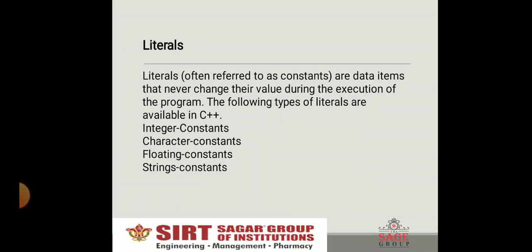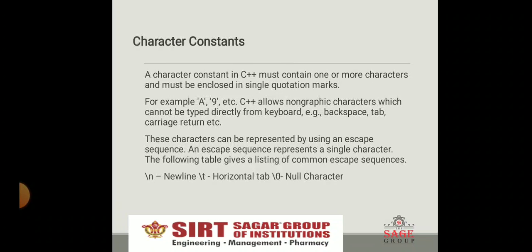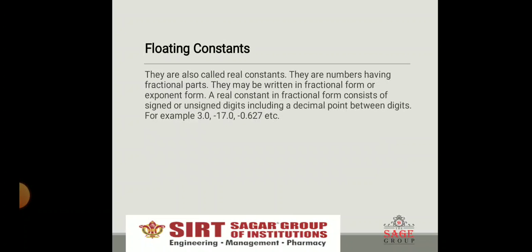Now the literals. There are 4 types of literals in C++, or in an object oriented programming language: integer constant, character constant, floating constant, and string constant. If I'm talking about integer constants, then 1 2 3 4 5 6 or any numbers that are not floating. It means a number that is not separated by a decimal is called an integer. Now characters, a collection of characters, or we can say words and sentences. Now the floating numbers, they have a fractional part. It means if a number is separated by a dot, or we can say a decimal, then it is a floating constant.